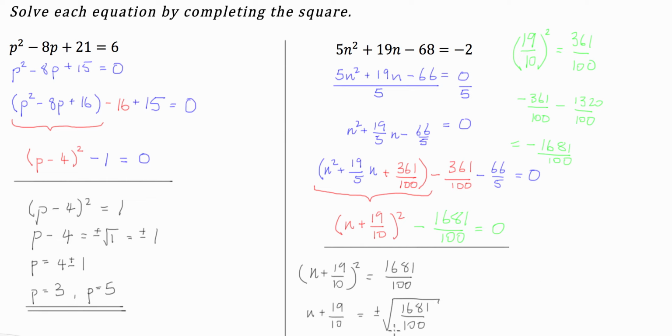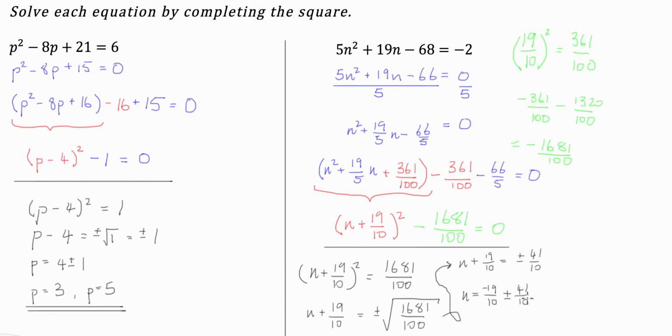The square root of 1681, I checked on my calculator before, is 41. So we have n plus 19 over 10 is equal to plus or minus 41 over 10. Then we take the 19 over 10 to the other side, and we have n equaling negative 19 over 10 plus or minus 41 over 10.